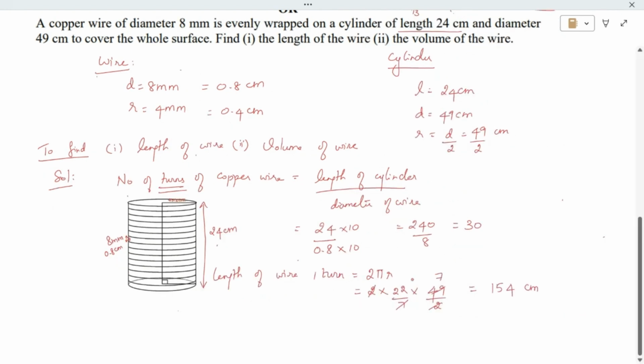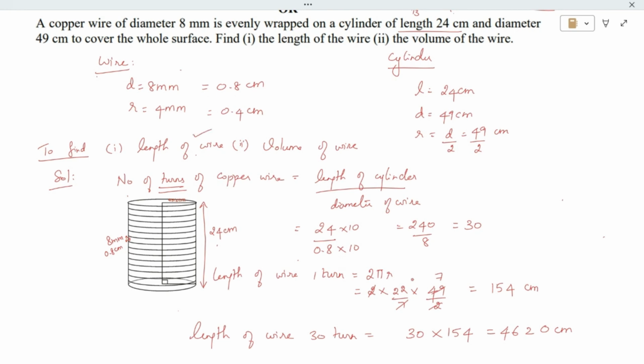But I need to find the length of the wire which wrapped the entire cylinder, which means it has taken 30 turns to wrap around the cylinder, isn't it? So the length of wire for 30 turns to wrap around the cylinder is equal to 30 times 154. So it is going to be 4620 centimeter. So I have found the length of the wire.